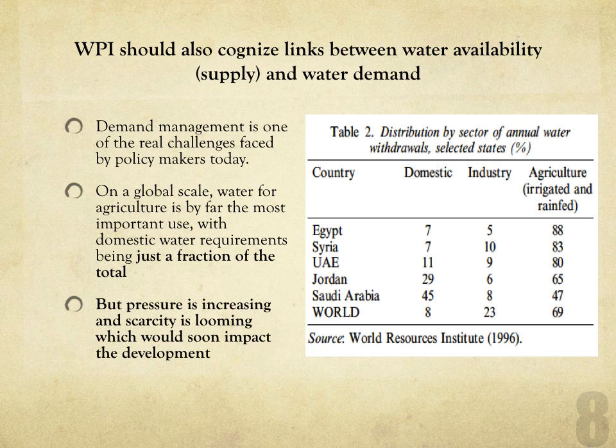And in this another table, she compares different countries in terms of distribution by sector of annual water withdrawals: how much water is withdrawn for domestic purposes, how much for industrial purposes, how much for agricultural purposes. Obviously, again, this is not a new thing for us. By now, all of us know that agriculture is the biggest guzzler of water, especially irrigated agriculture. And whether it is Egypt or the UAE, these are all MENA region countries.